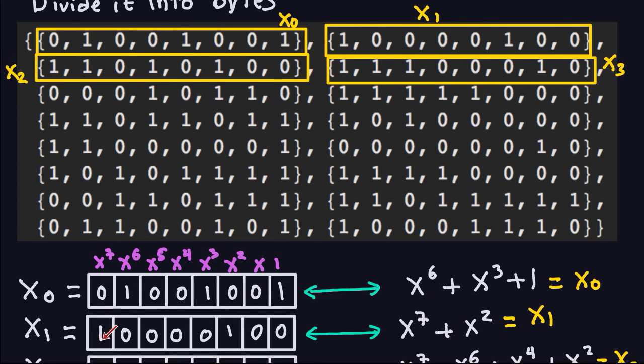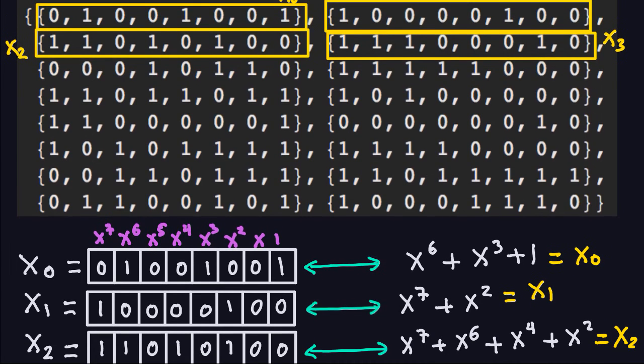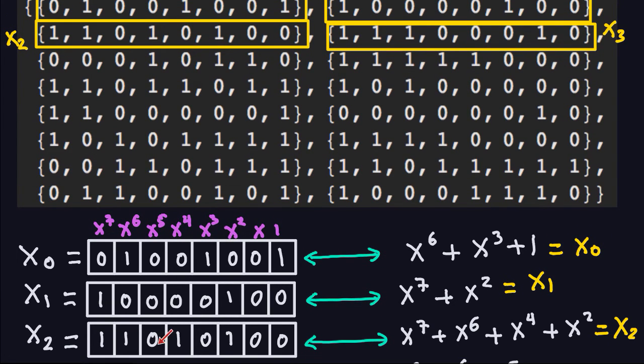Because there is a 1 on x to the 7, and there is a 1 in x squared, and there are no more. Now do the same for x2. So for x2, this is the byte 1, 1, 0, 1, 0, 1, 0, 0, which is exactly what I have here on top for x2.